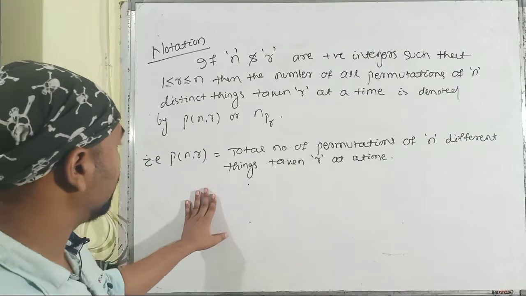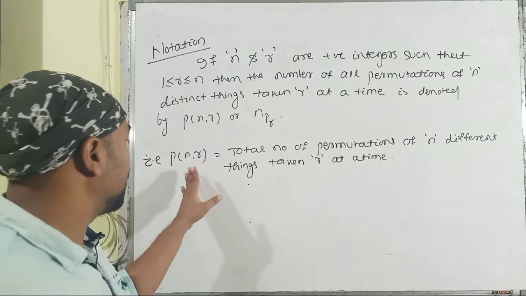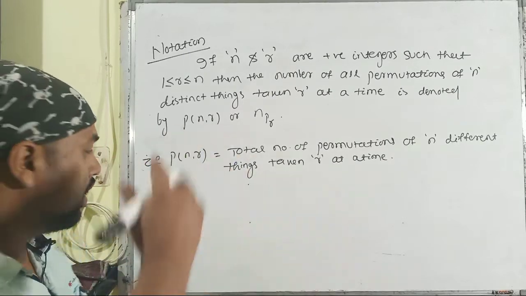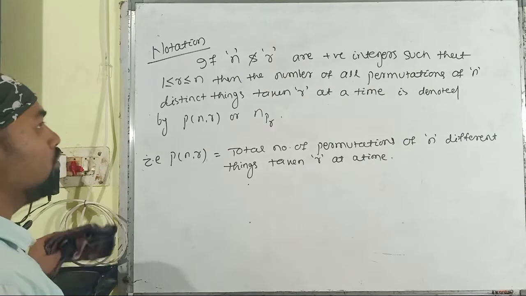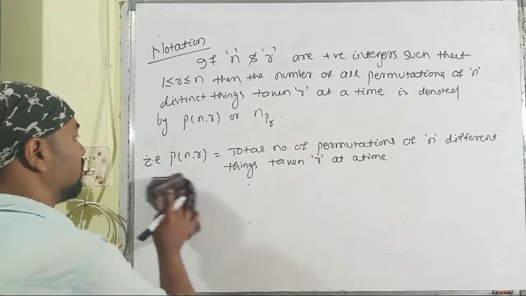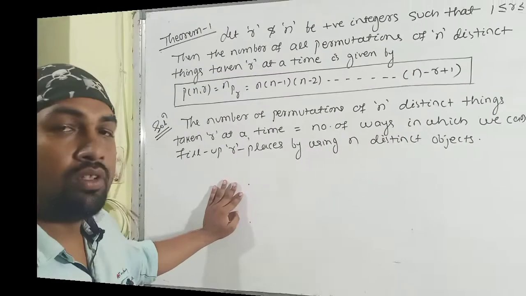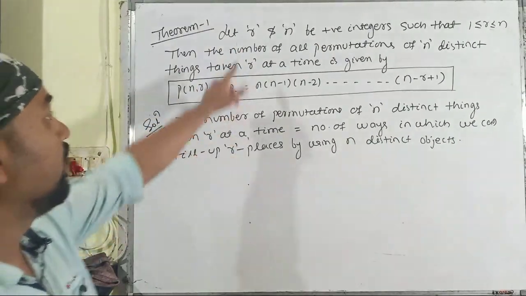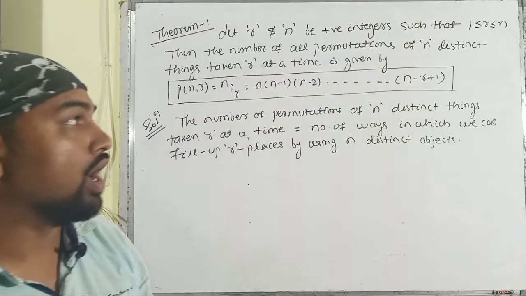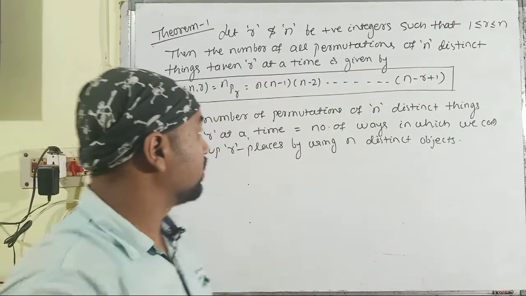So this is the notation to denote a permutation of a total number of objects and then choosing some of the elements or all of the elements. Then moving towards the first theorem, a very important theorem of the permutation topic. So here it is, theorem number 1. Let r and n be two positive integers such that 1 ≤ r ≤ n, and we have already discussed it.